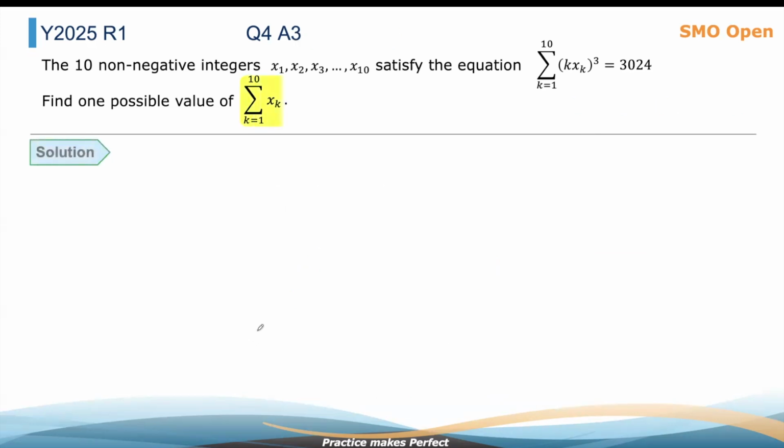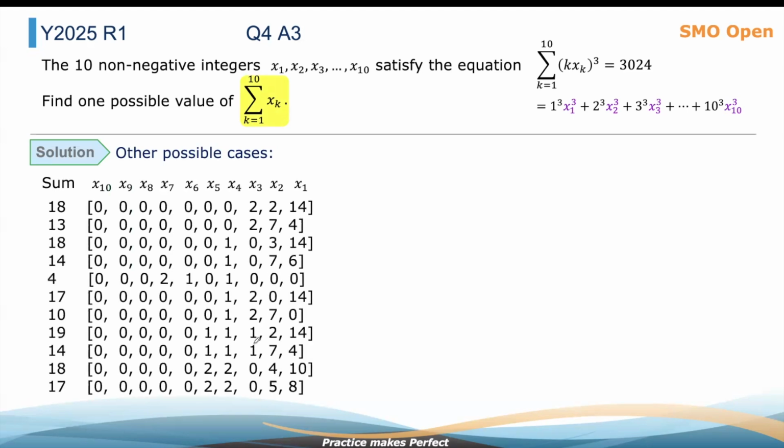If you know how to code, you may write a program to find all the cases. Here I list some possible cases. For the first case, x1 is 14, x2 is 2, x3 is 2, and the others are 0, which means 1 cube times 14 cube plus 2 cube times 2 cube plus 3 cube times 2 cube equals 3024. Here the sum of x1 to x10 equals 14 plus 2 plus 2, which is 18.